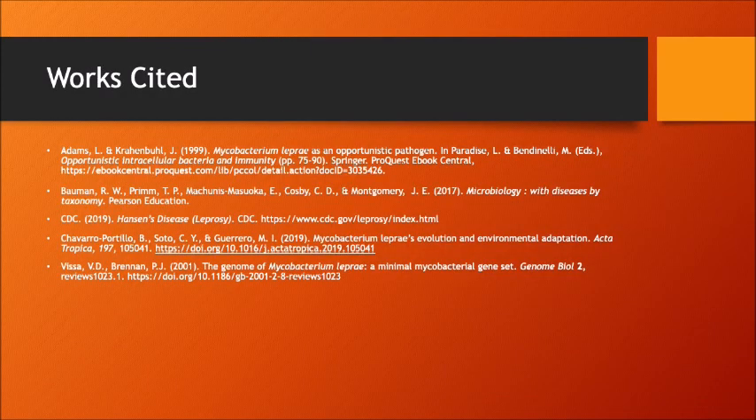This was such an interesting organism to study, and there's so much more to say. It's also a very difficult organism to study because it cannot be cultured.